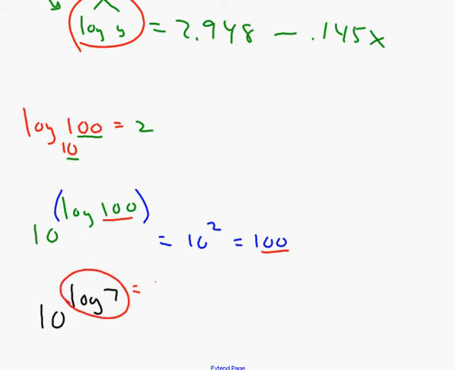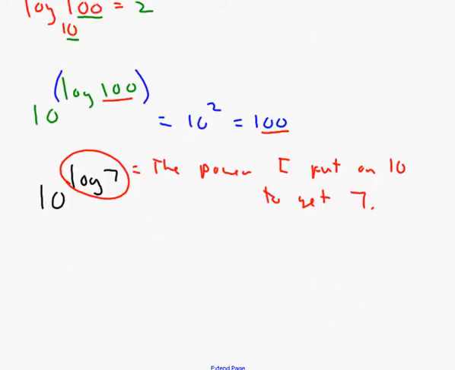Okay, so log 7 is equal to the power I put on 10 to get 7. That's what log 7 equals. Now, I am going to emphasize the fact again that I don't know what that number is, and I claim it doesn't matter, because I am doing 10 to the power that I put on 10 to get 7.